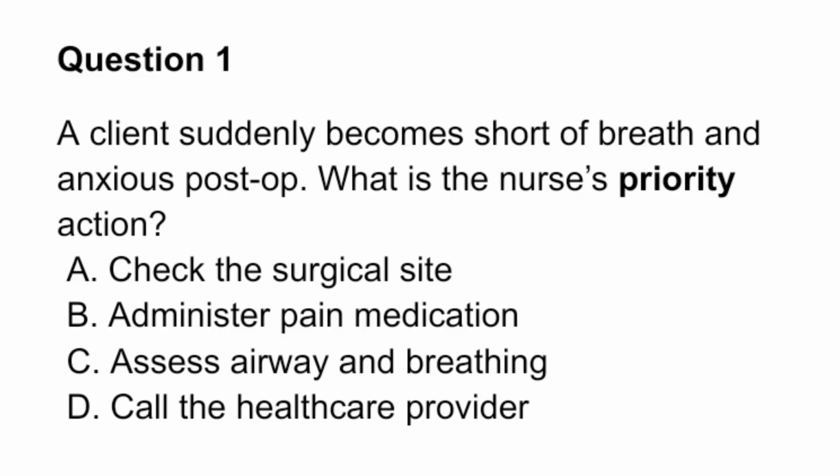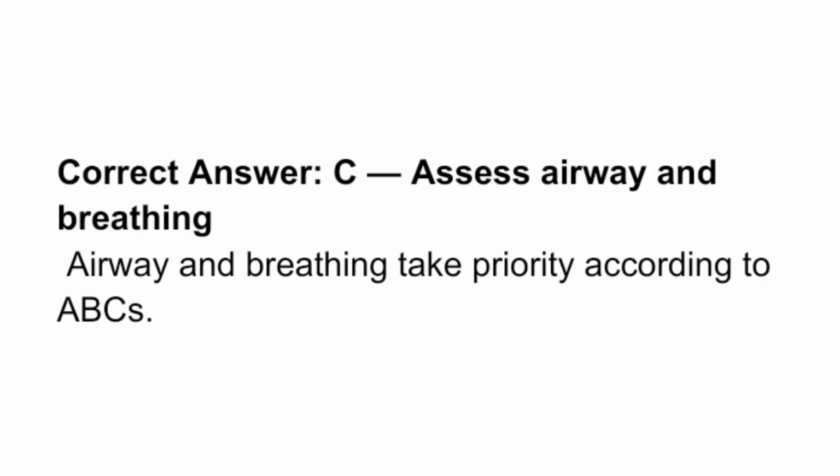A client suddenly becomes short of breath and anxious post-op. What is the nurse's priority action? A. Check the surgical site. B. Administer pain medication. C. Assess airway and breathing. D. Call the healthcare provider. Correct answer, C. Assess airway and breathing. Airway and breathing take priority according to ABCs.